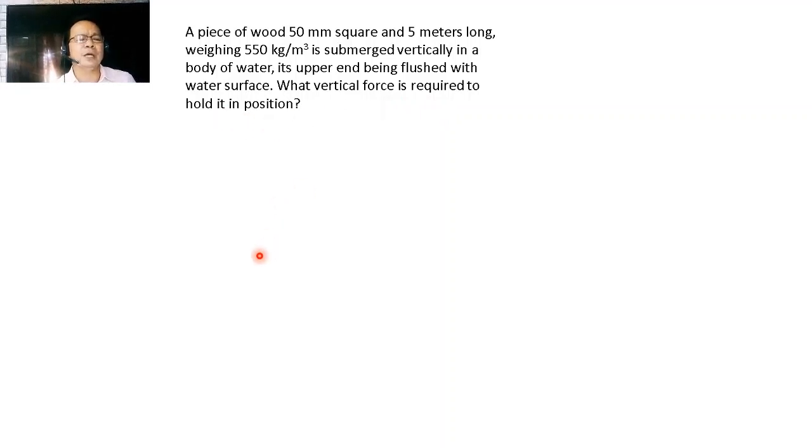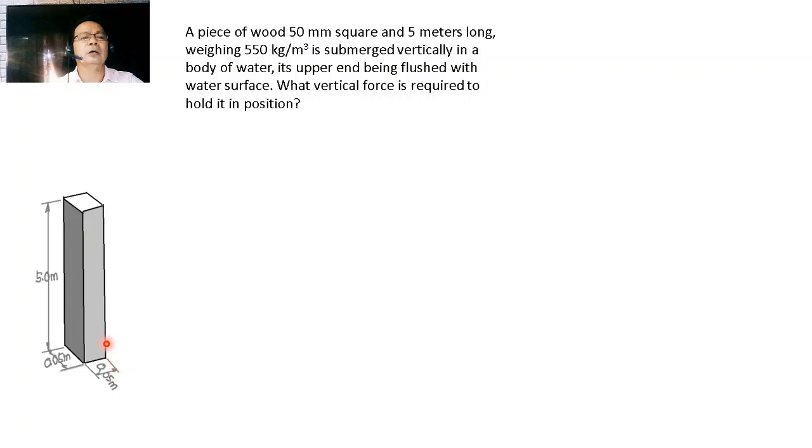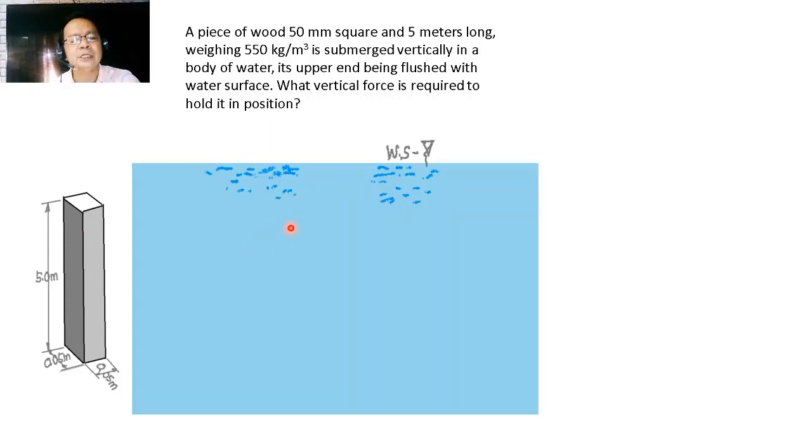So let us try to imagine our illustration. In the problem, we have a piece of wood having a cross section given to be 0.05 meters by 0.05 meters, representing 50 millimeter by 50 millimeter, and a height of 5 meters. This has a density of 550 kilograms per cubic meter, lighter than the water. So if this will be placed in the water, because it is lighter than the water, we would expect that this will float in this manner.